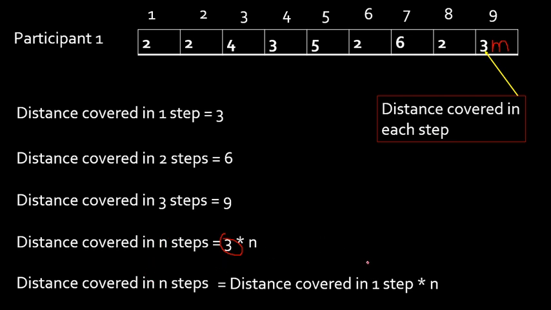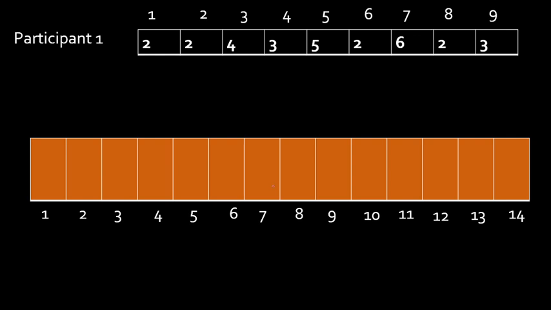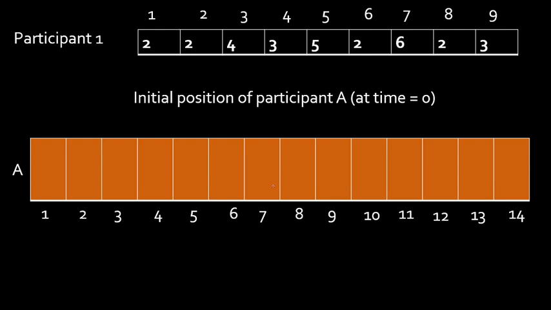Is this clear? This is the formula to calculate the distance covered. Just calculate distance covered in one step into number of steps. That will give you the total distance. Okay, so now again if I work for the same problem, what will happen? A is standing at the starting position. It hasn't started yet. Time is 0. Okay, this is the initial setup.